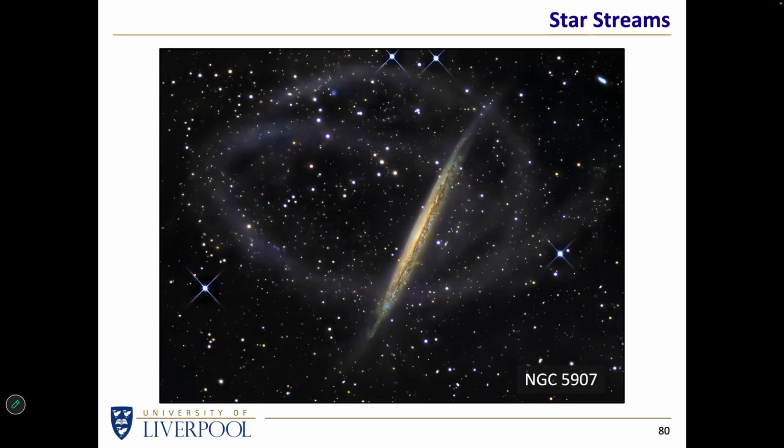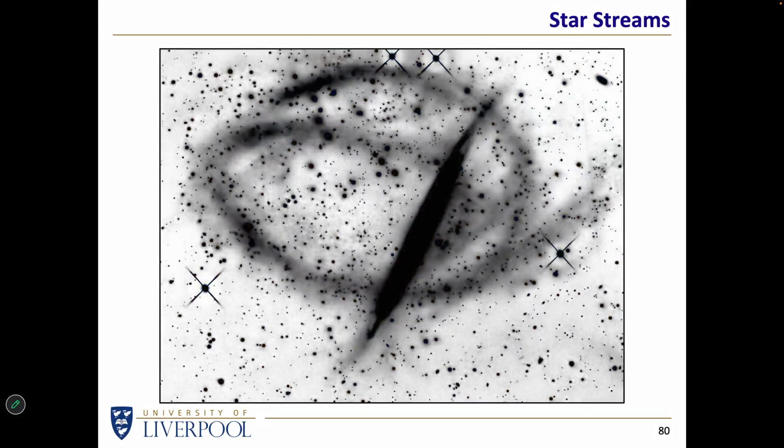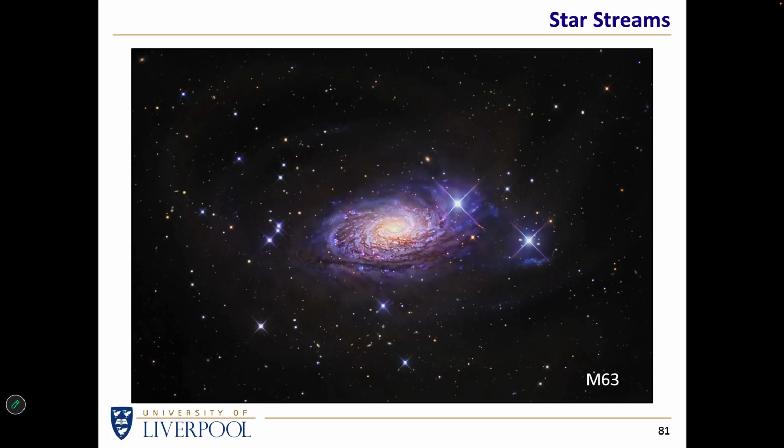When we look at other galaxies, we see these star streams. Sometimes they're quite faint. If I take that image and invert it and bump the contrast up, you can see those star streams. So that galaxy definitely had an interaction with other galaxies, and it left this breadcrumb trail of stars behind it, much like the ones we see for Sagittarius.